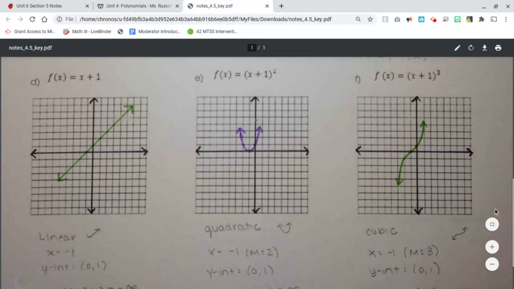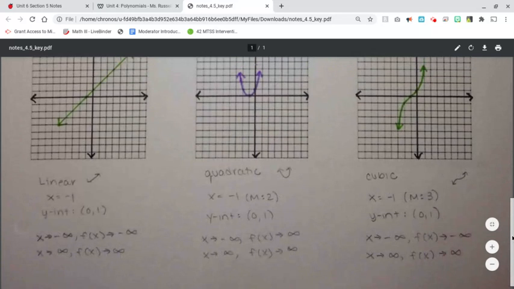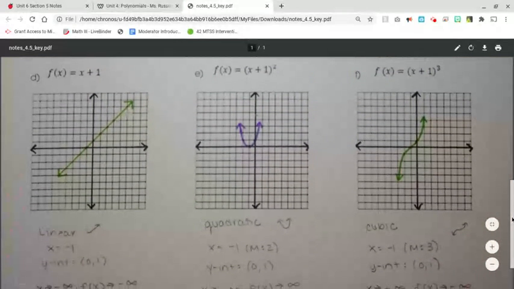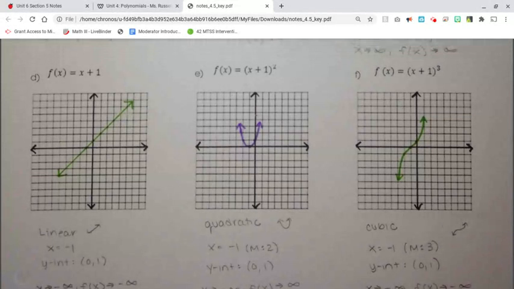D, E, and F. So you've got 3 more down here, the last 3 for these notes. D is just x plus 1, which is just a linear function. E is (x plus 1) squared, which is a quadratic function. And F is (x plus 1) to the third, which is a cubic function. If you look at D, you can see that it crosses the x-axis in one place. It crosses at -1. It has a y-intercept of (0, 1), so it crosses the y-axis at +1.